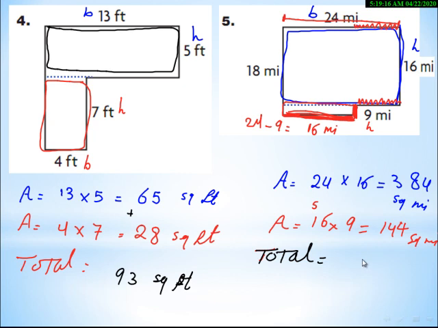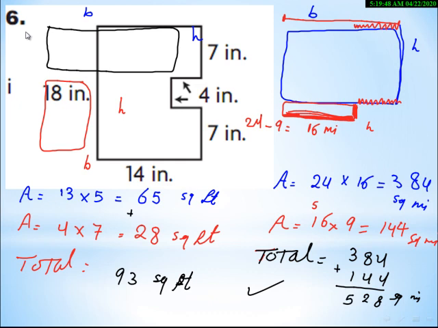Total area, 384 plus 144. The final answer is here 8, here 12, and you carry up 1, 4 plus 1, 5. So 528 square millimeters. Is it difficult? I think so, but you are super. Great.